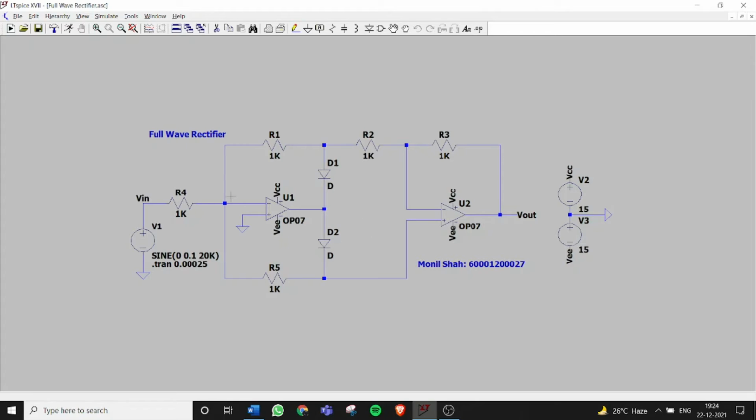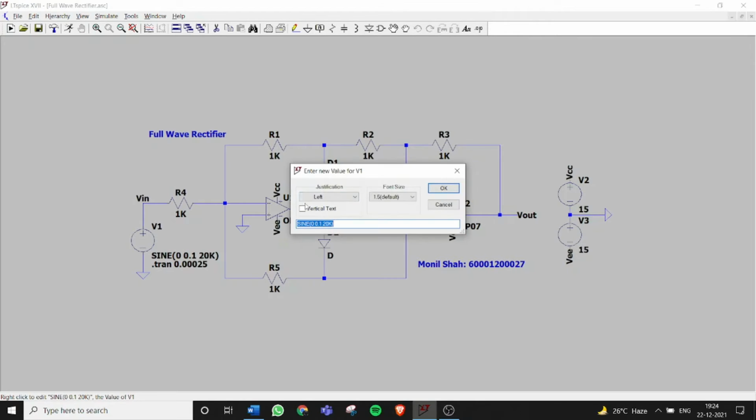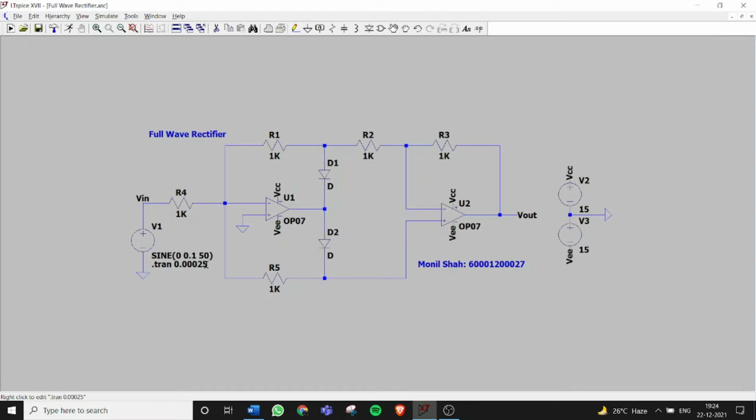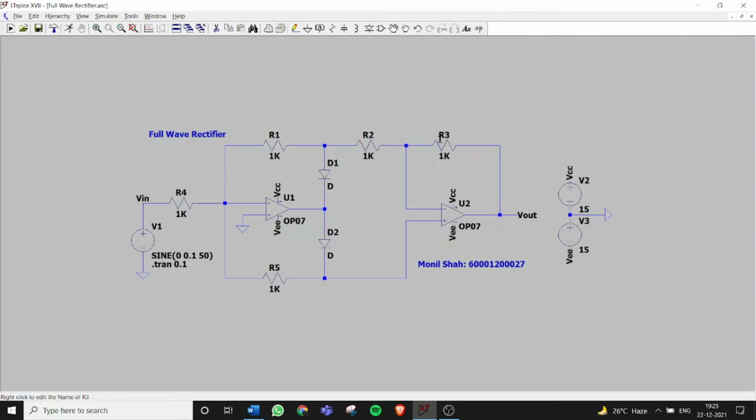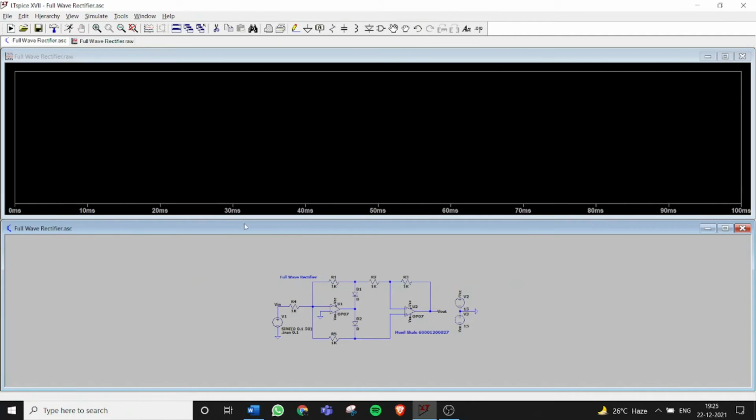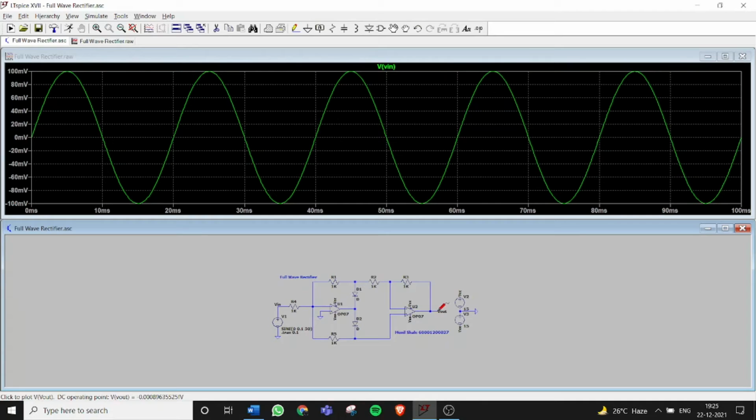So let's run this. Let's run this at a lower frequency first. Output. As you can see, the output of a full wave rectifier will be a positive half cycle for the positive half cycle of a sinusoidal input. For the negative half cycle of a sinusoidal input, the output of the first op amp will be positive.